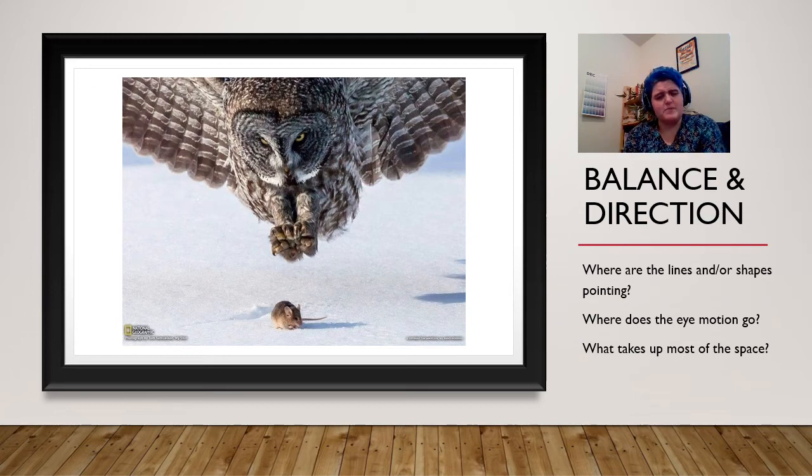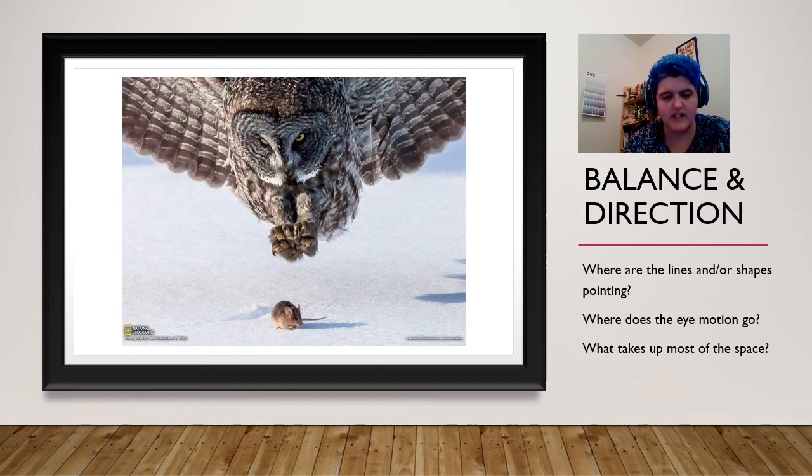All right, the next pair I want to talk about is balance and direction. So some of the questions you can ask here are, where are the lines and or shapes pointing? Where does the eye motion go? And what takes up most of the space? So let's look at the owl here.